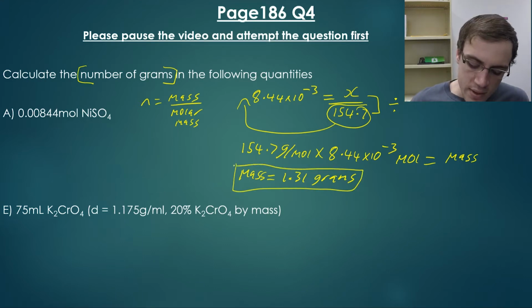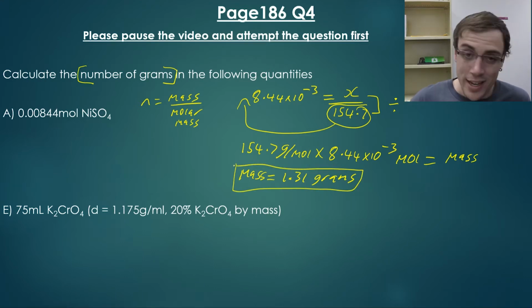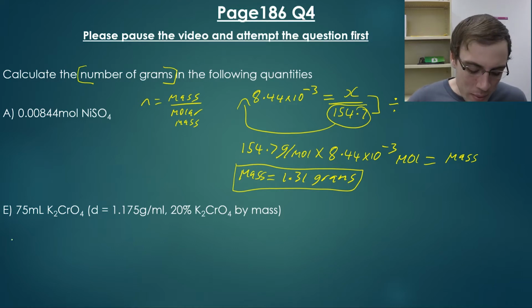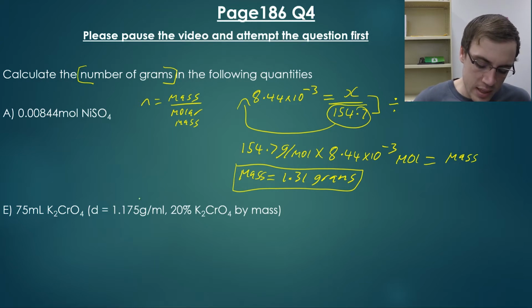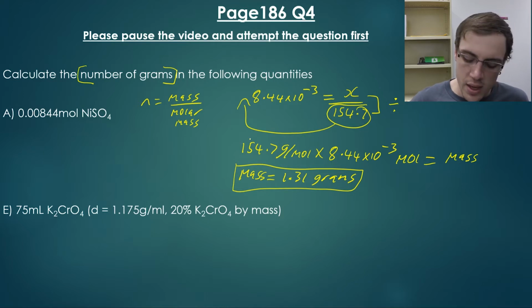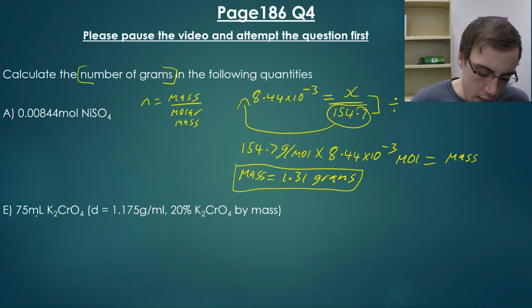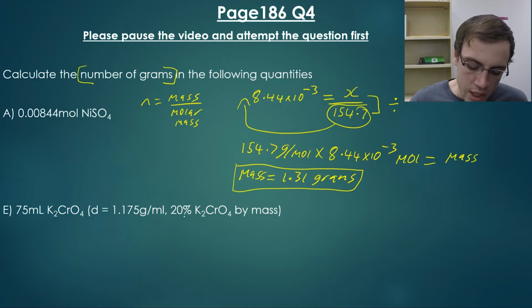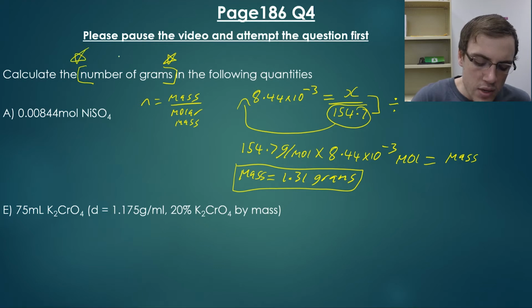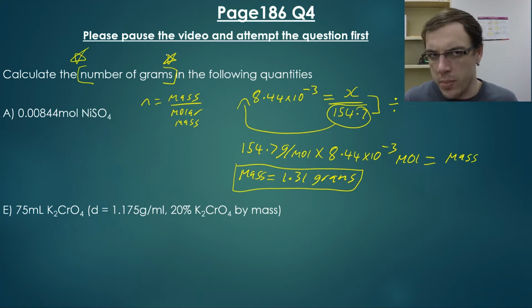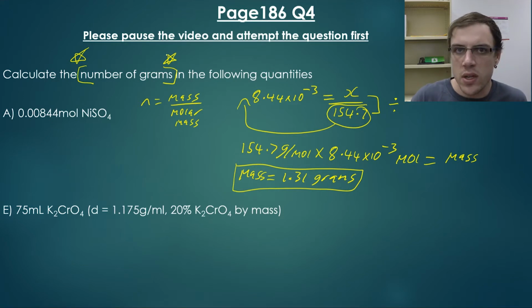So we've now figured out our mass for this one. We're going to look at our next question, which actually involves density. We have 75 mils of potassium chromate, the density is 1.175, and it's 20% by mass potassium chromate. Here's what's jumping to mind so far: I've got my volume, a percentage, and a density, and the overall question is asking for a mass. So which way do I go first? Do I do the 20% first or the density first? The answer is we must do the density first.